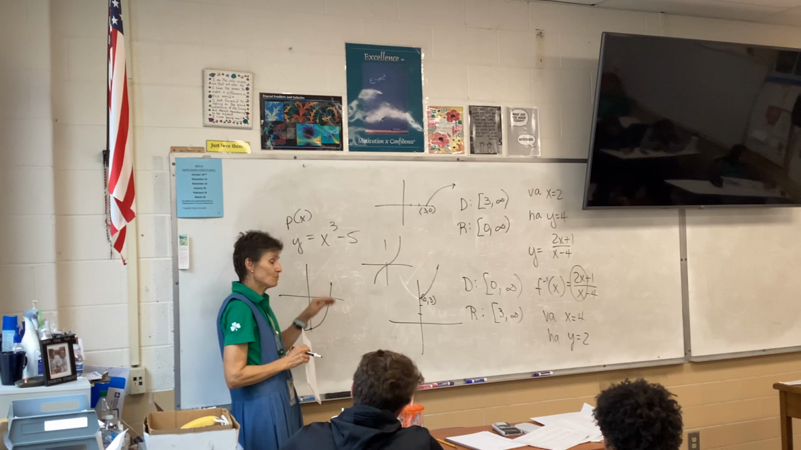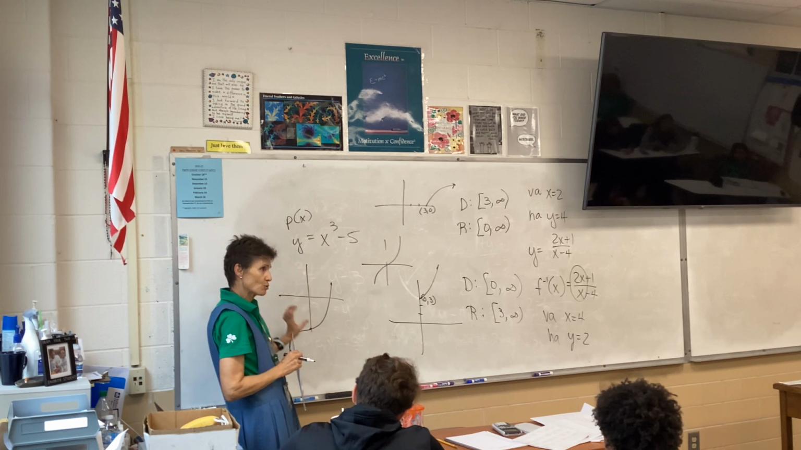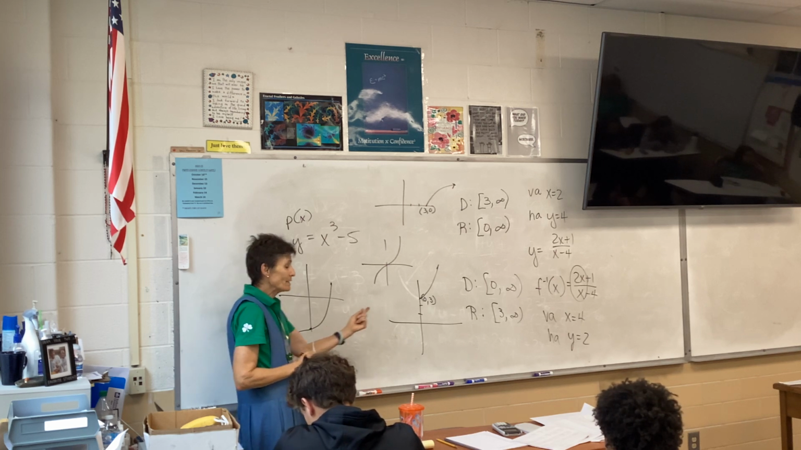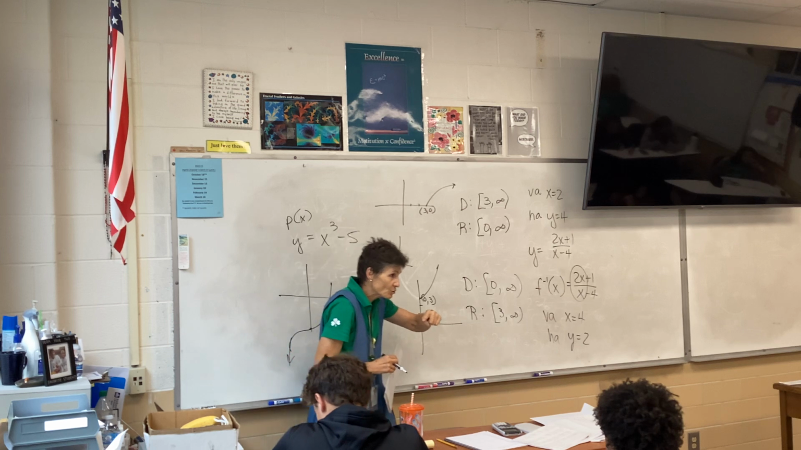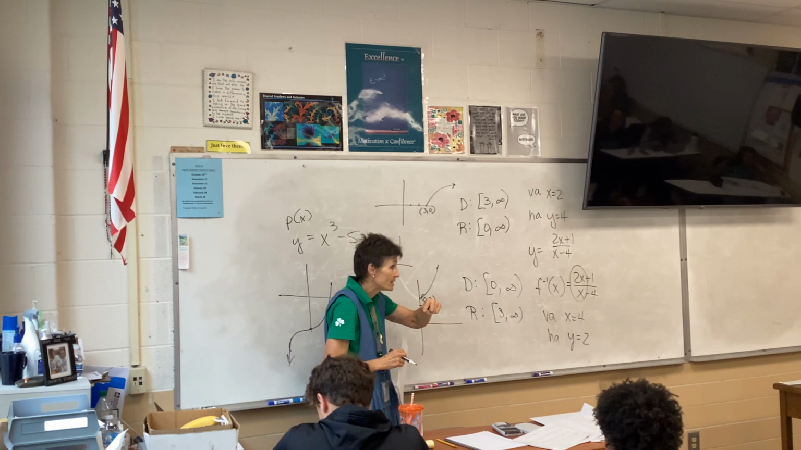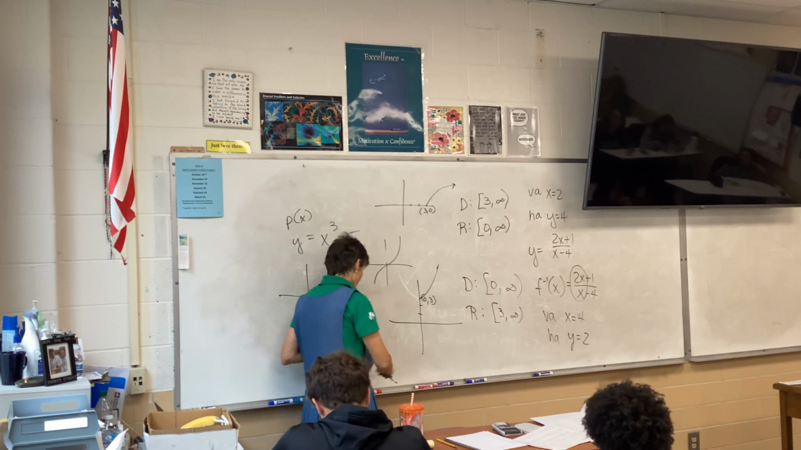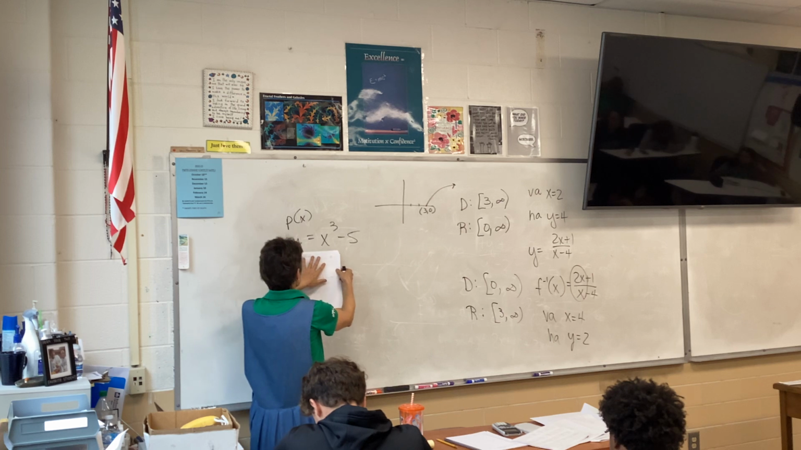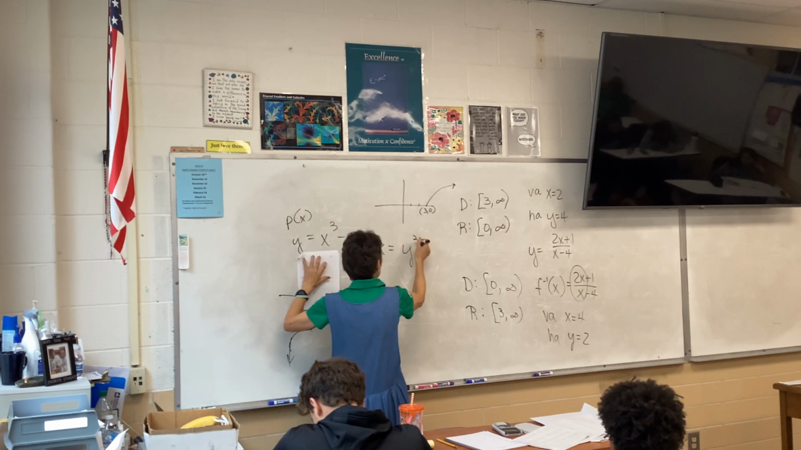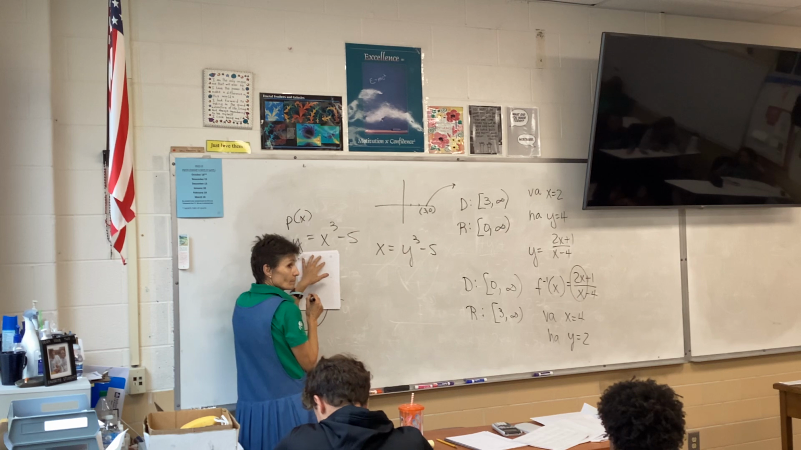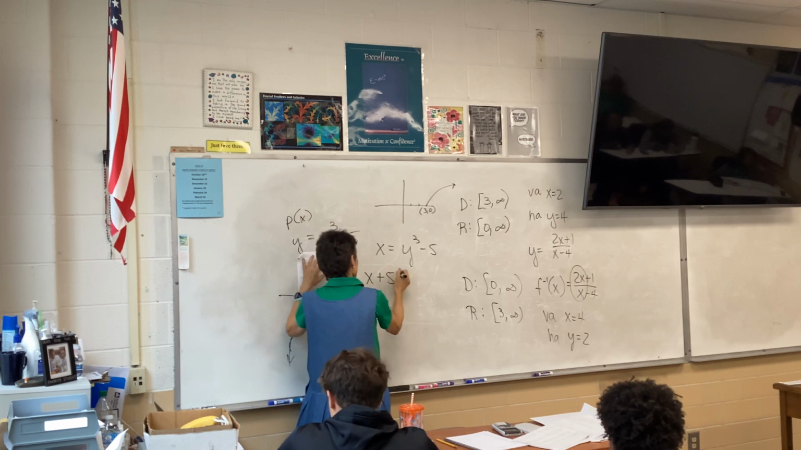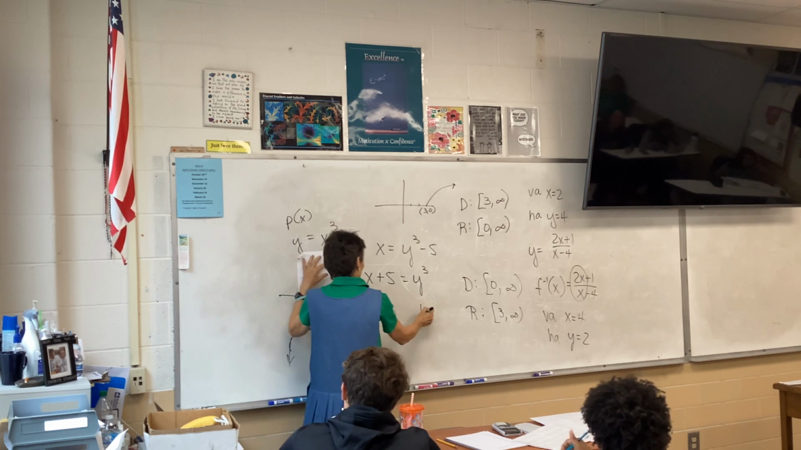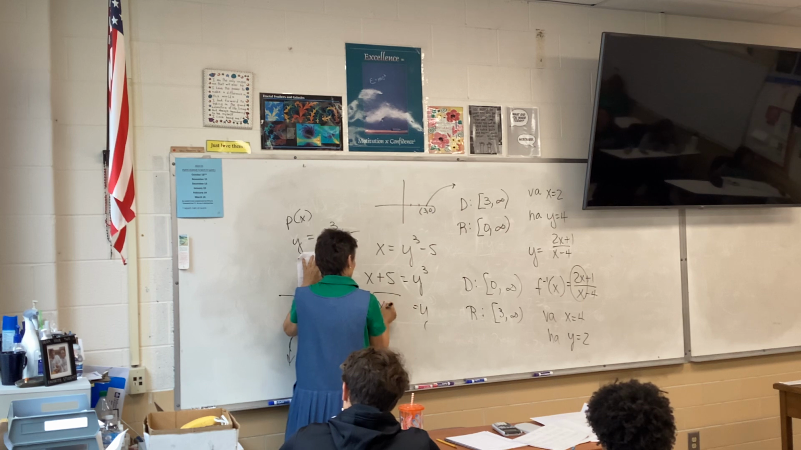Now, to Oliver's point, are there any restrictions on the domain or the range of the original? No. What does that imply? There will be no restrictions on the domain or range of the inverse, right? All real numbers all the way around. All right, so what's that inverse gonna look like? Well, here's my original, so x equals y cubed minus 5. X plus 5 equals y cubed. You with me? Y equals the cube root of x plus 5.